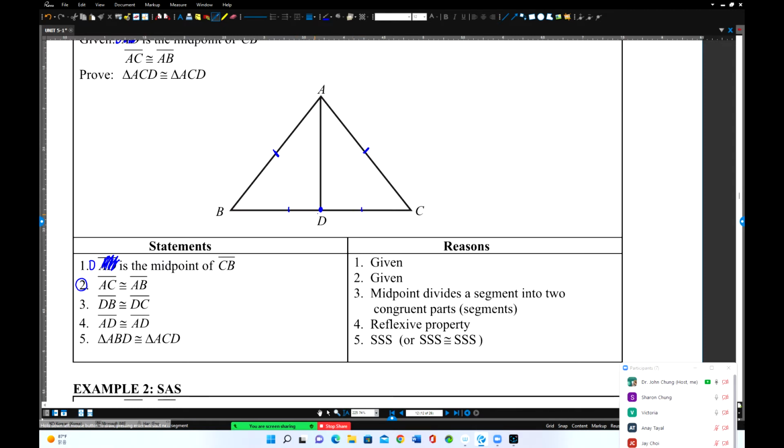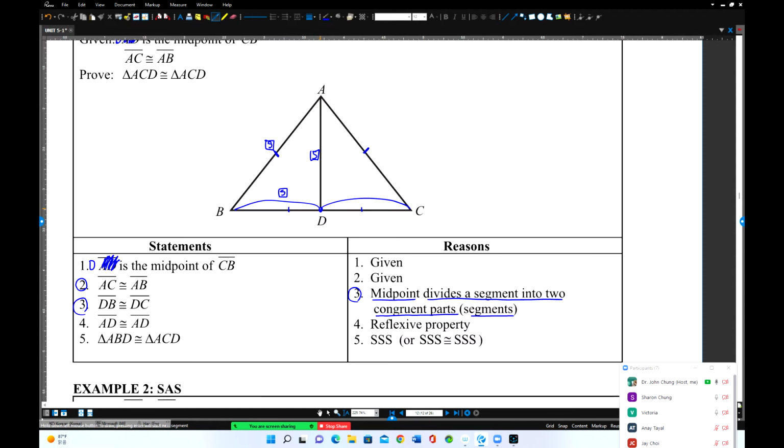So DB equals DC. You have to memorize the reason over here: a midpoint divides a segment into two congruent segments. Now we got another side. We got one side done, another side done, and we need one more.